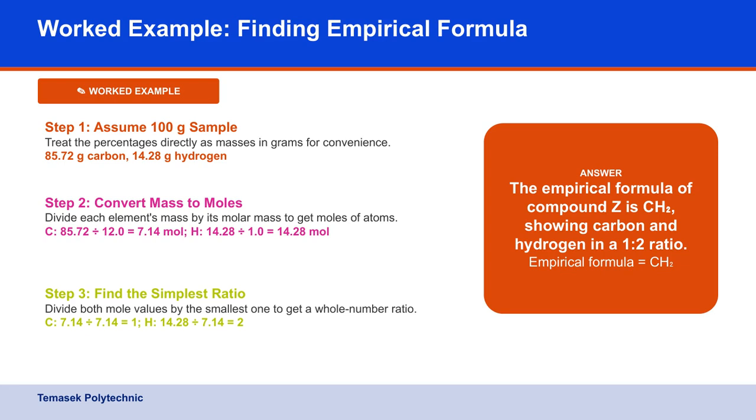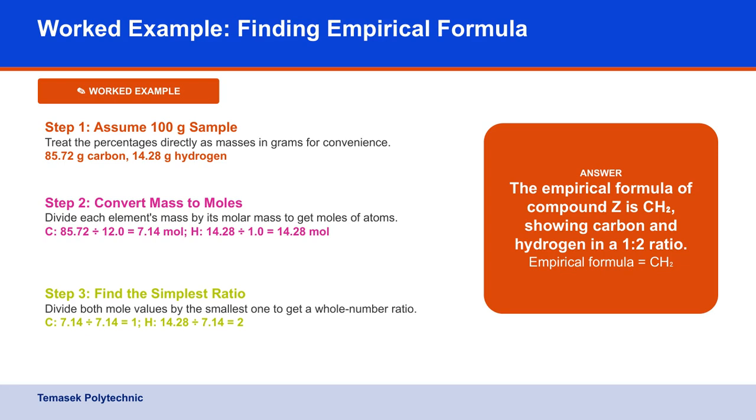In step 2, we convert those masses to moles. Carbon gives us 85.72 divided by 12.0, which equals 7.14 moles. Hydrogen gives us 14.28 divided by 1.0, which equals 14.28 moles. A common mistake here is forgetting to use molar mass. Never skip this conversion. In step 3, we divide both values by the smallest mole value, which is 7.14.